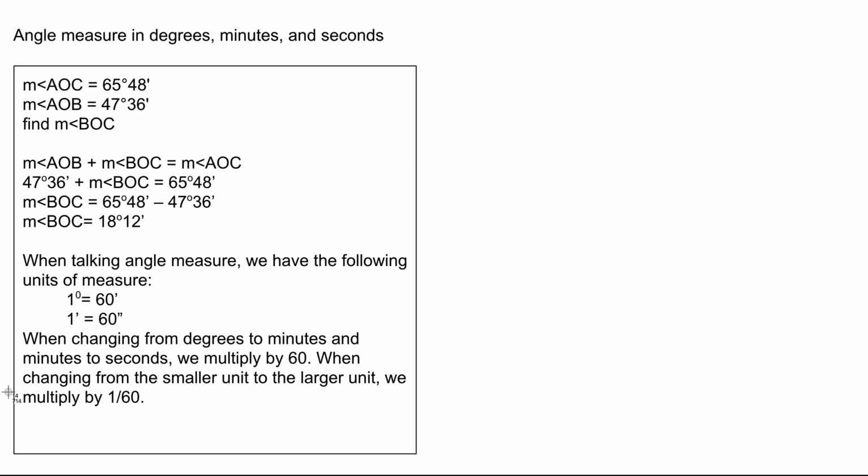Okay, so when talking about angle measures, we know 1 degree is 60 minutes, 1 minute is 60 seconds. Okay, so changing from degrees to minutes and minutes to seconds, you can multiply by 60, but going the other way around, you can divide by 60.